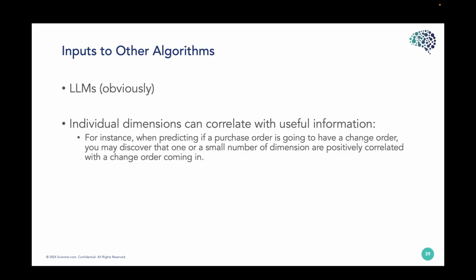So next time someone is talking about a purchase order, we can take the embedding, look at that dimension, and feed it into our more traditional machine learning algorithm, where it becomes one of the inputs that helps us decide whether or not we think a change order is coming. So that was a really interesting use of word vectors and a way of tying it back into machine learning that you might already be doing.